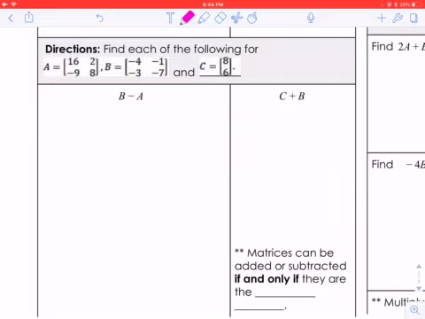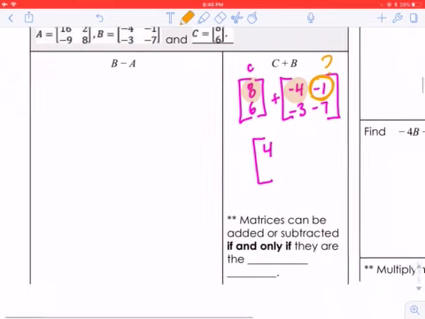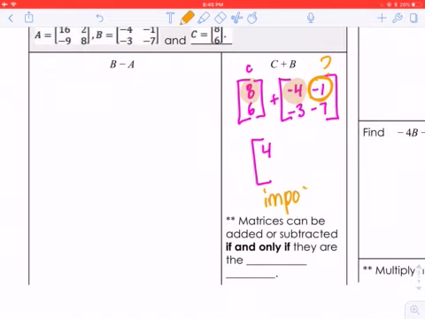You may have noticed when you tried to do C, this one's C, so 8, 6, plus B here, -4, -1, -3, -7. You may have noticed that when you did this one, that was probably fine, like 8 plus -4 would just be 4. But then you kind of got left out here, like what to do with this guy. And what happens is that you can't really do it. What you call this is impossible, or you could say undefined, everybody's favorite math word, undefined. And you just really can't add them.